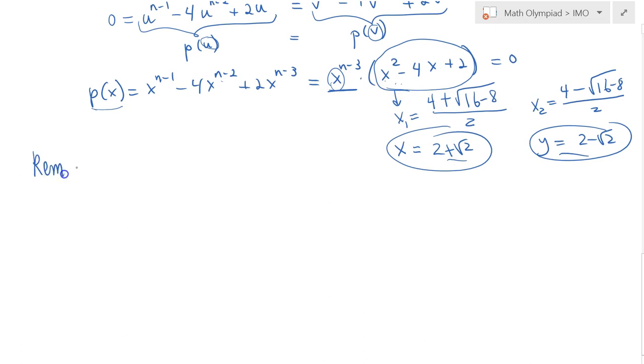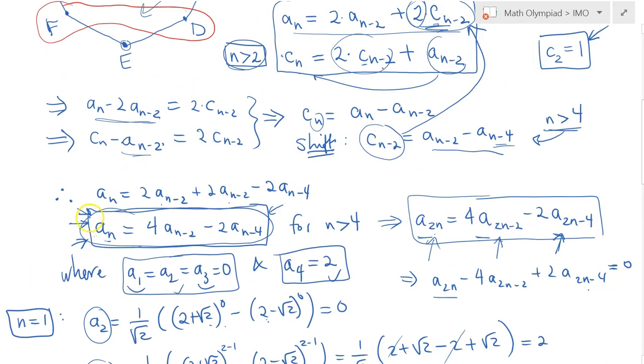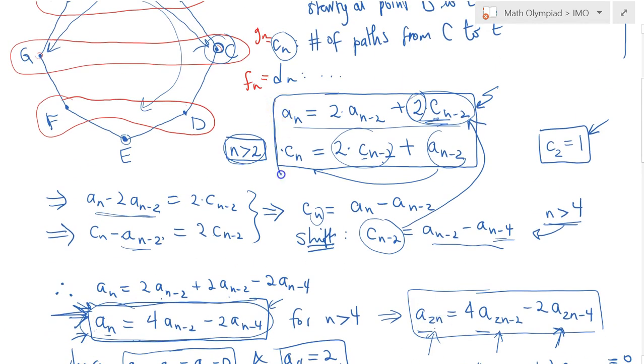So a few remarks. Well, one of the remarks is it's kind of disappointing that this expression is given to us, the solution, and one wonders if we could have gotten that solution, namely a sub 2n equals 1 over root 2 times u to the n minus 1 minus v to the n minus 1, where u and v are 2 plus root 2 and 2 minus root 2. So it's kind of disappointing to see it's given. So can we obtain the same thing using the recursion relationship, either this one, or these two?